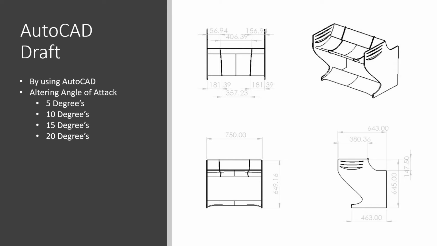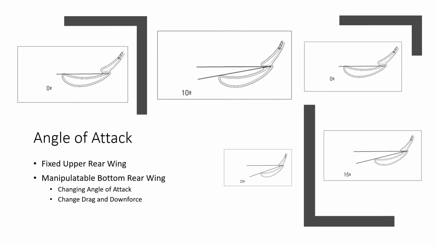So next we will alter the angle of attack from 5 degrees to 10 degrees to 15 degrees and finally to 20 degrees. This will be done when we are doing the simulation. So by changing the angle of attack, we can see from the pictures above from 0 degree to 10 to 5 and then to 15.